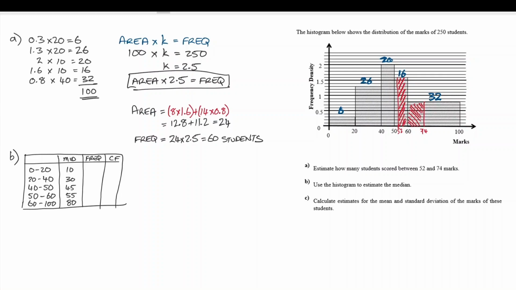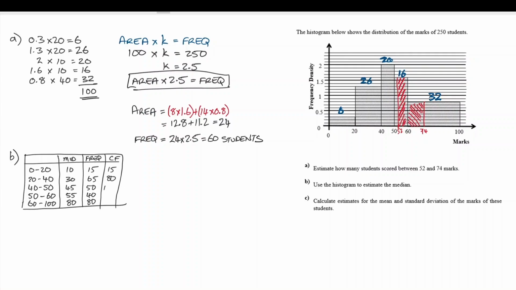Okay, so the frequencies here are not the blue numbers that I have written. We need to change each of those into a frequency. We're going to apply the 2.5 scale factor. We're going to multiply each of them by 2.5 to find the frequency. 6 times 2.5 is 15. 26 times 2.5, 65. 20 times 2.5, 50, etc. So that's how we get the frequencies that we're going to use.